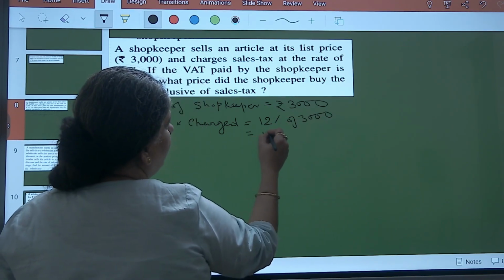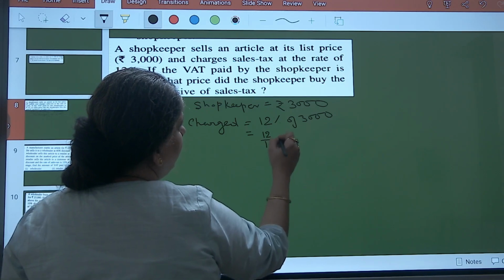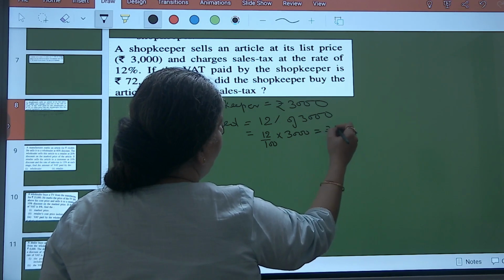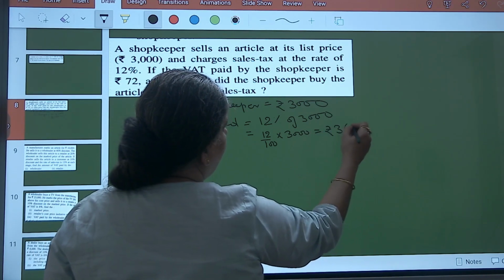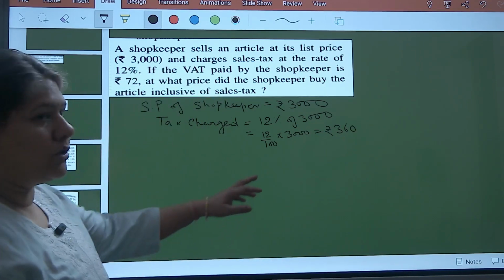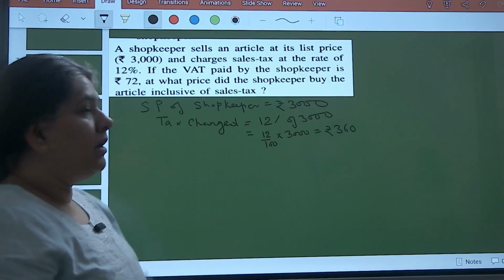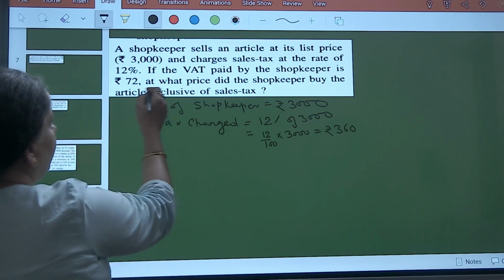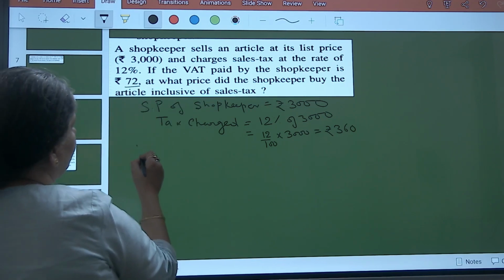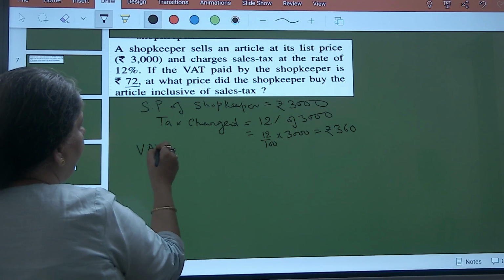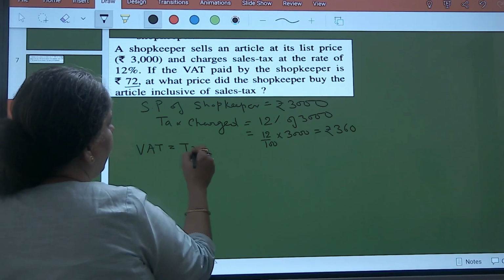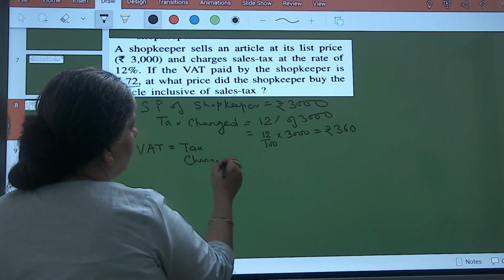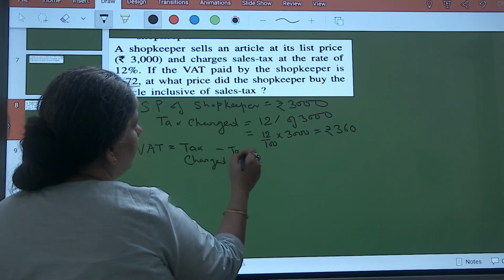So solve this, 12 upon 100 into 3000. This will come out to be rupee 360. So he is charging tax of rupee 360 from the customer. Now VAT that he is paying is rupee 72. So we apply the formula, VAT is equal to tax charged minus tax paid.